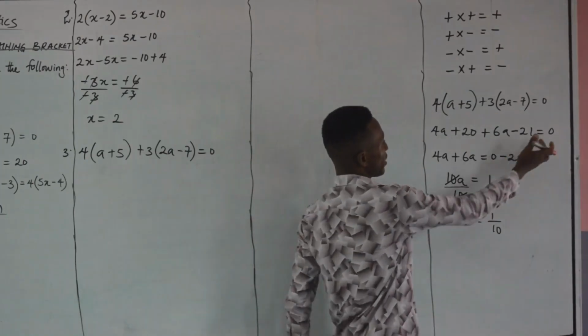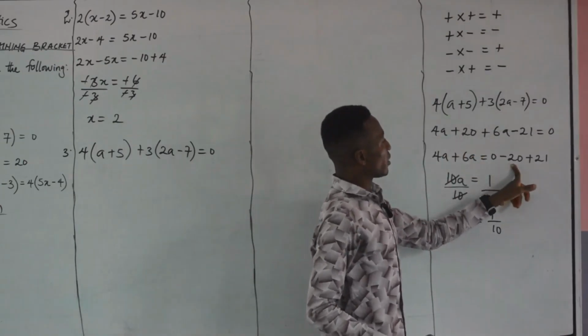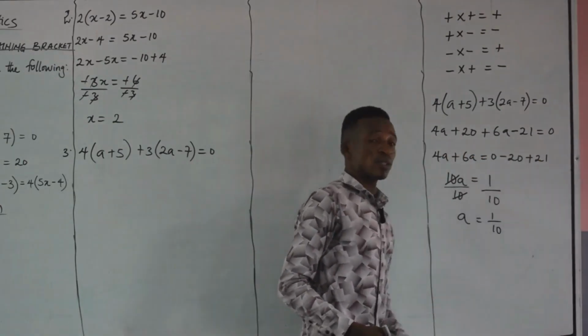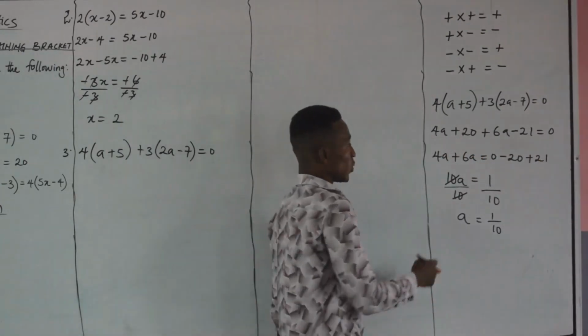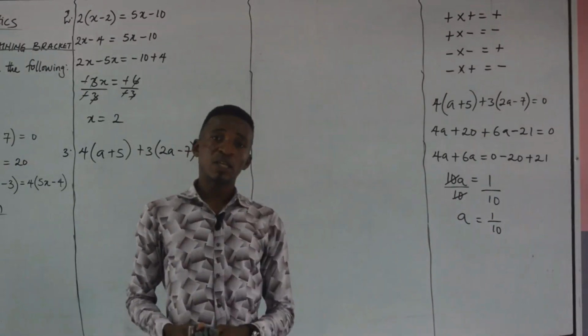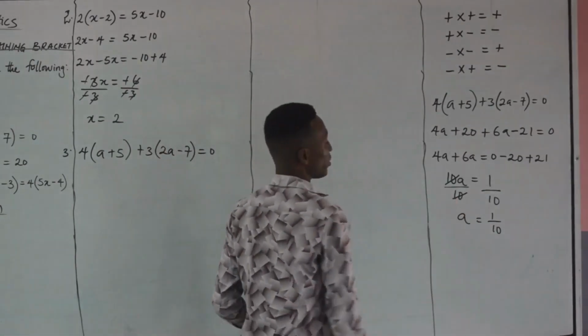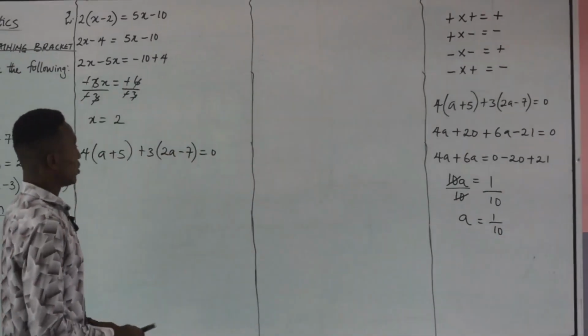Now go to the right hand side. We have 0 here. This plus 20 crosses to become minus 20. Minus 21 crosses to become plus 21. Adding 4a and 6a, we have 10a. Then minus 20 plus 21 gives you 1. So divide both sides by 10. You have your final answer as a equals to 1 over 10.